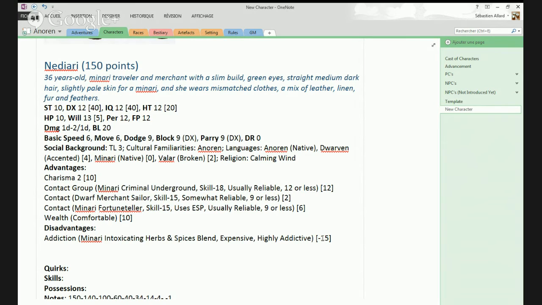There's a little formula in the book. You can know how much it costs in your game world by default. So the basic wealth at tech level 3 is set to a generic 1,000 pieces of something, dollar, silver piece. In Anoren, this is the silver piece.